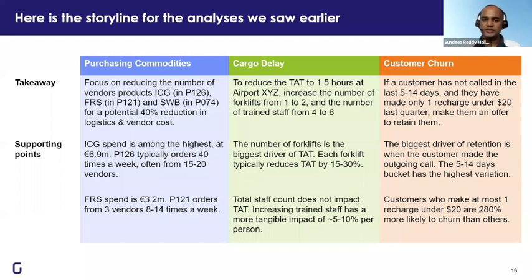Similarly, plant 126 has orders that are 40 times a week, which is so high. And also for the same vendor, they were ordering 15 to 20 times in the same week. So this is the kind of substantiation you give.